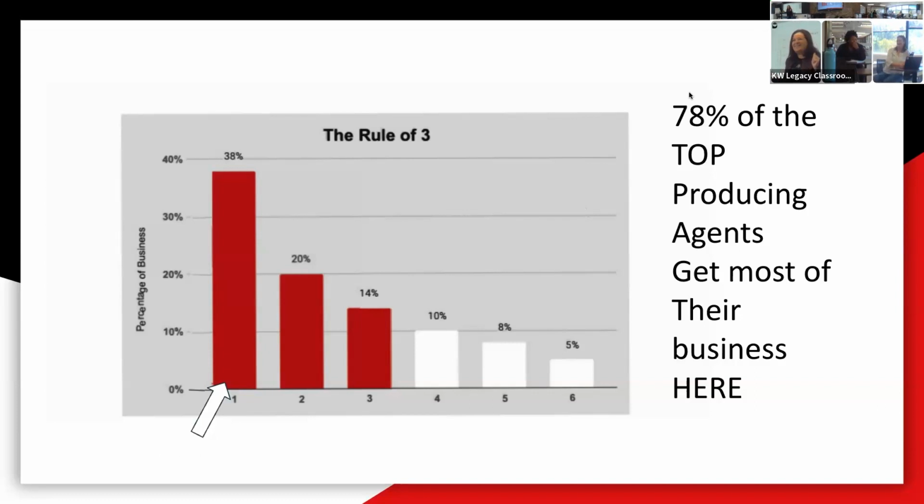What do you think it is? Number one, top source where agents get most of their business from. Go ahead, Shelly. Your contacts. Now, what's another word for our contacts? Our friends and family. In real estate, we call it our SOI, our sphere of influence.